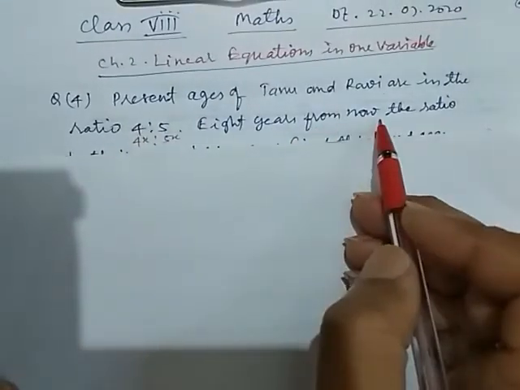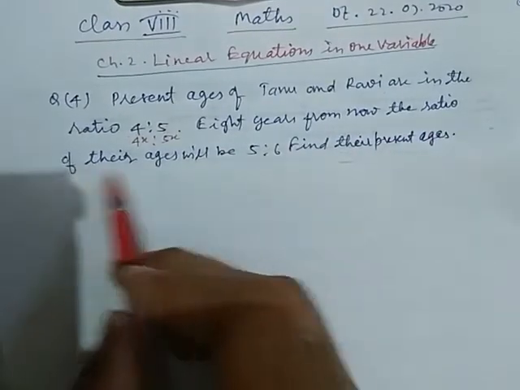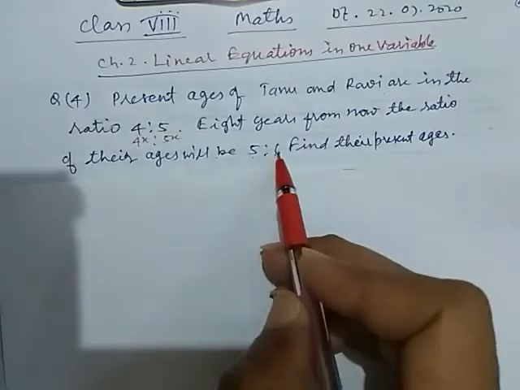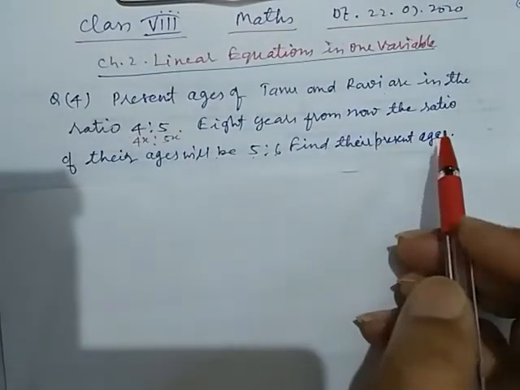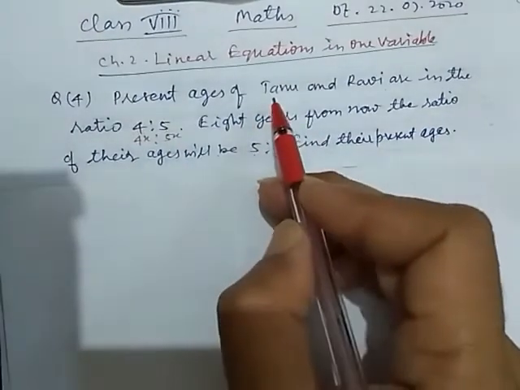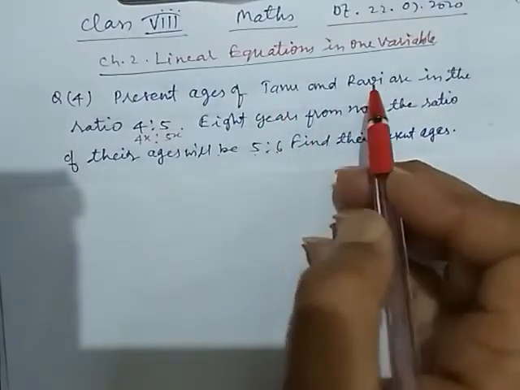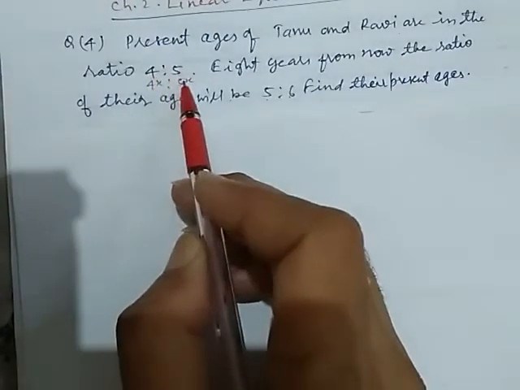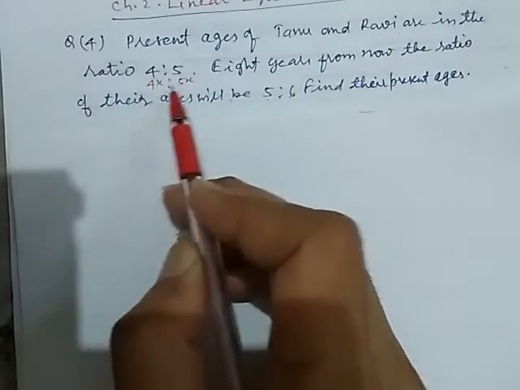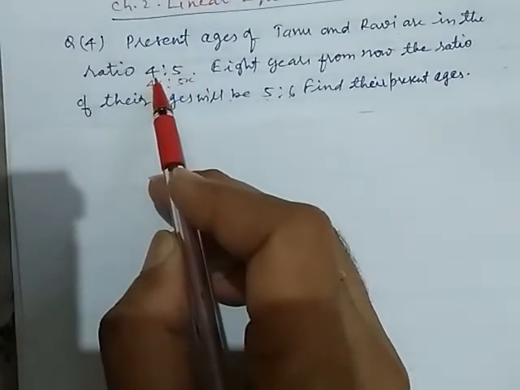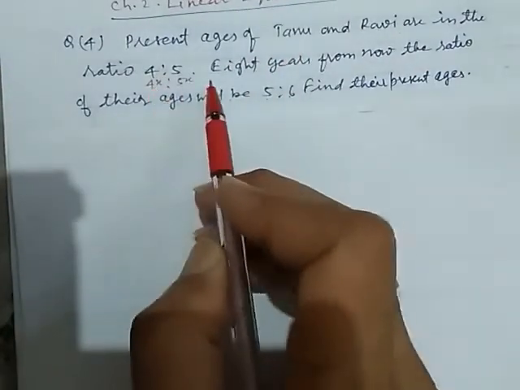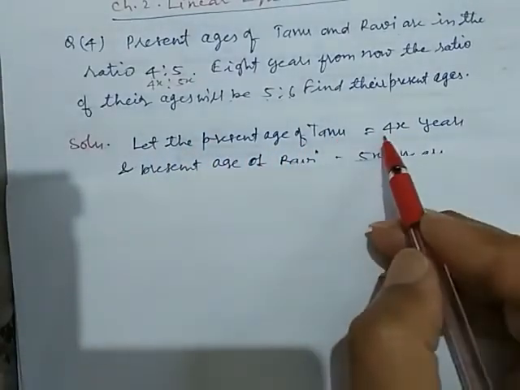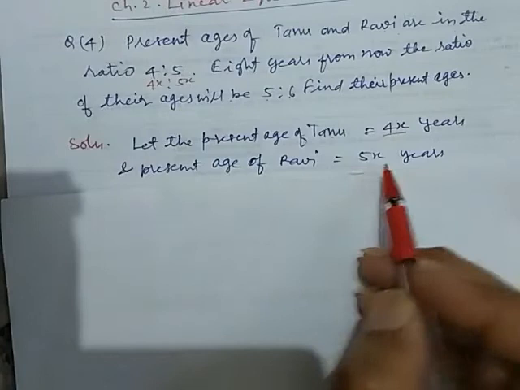8 years from now, the ratio of their ages will be 5:6. Again there is a ratio. Find their present ages. What do we have to do? First we let the ages of Tanu and Ravi. Here we received the ratio 4:5, so we multiply x on both sides and get 4x and 5x. So let the present age of Tanu be 4x and the present age of Ravi be 5x.